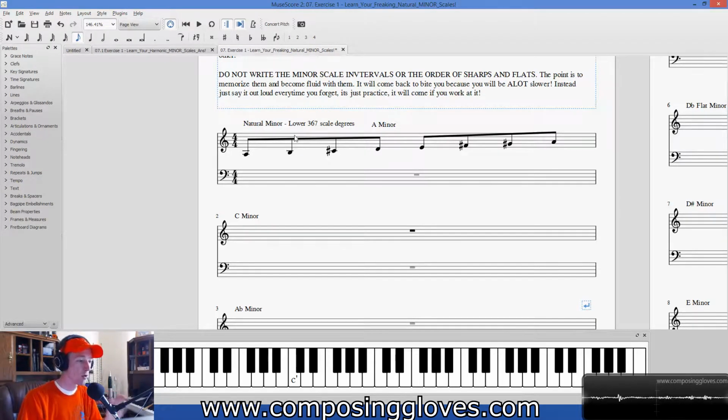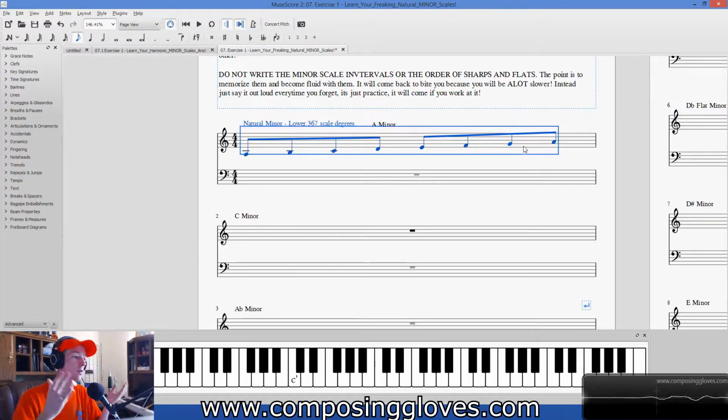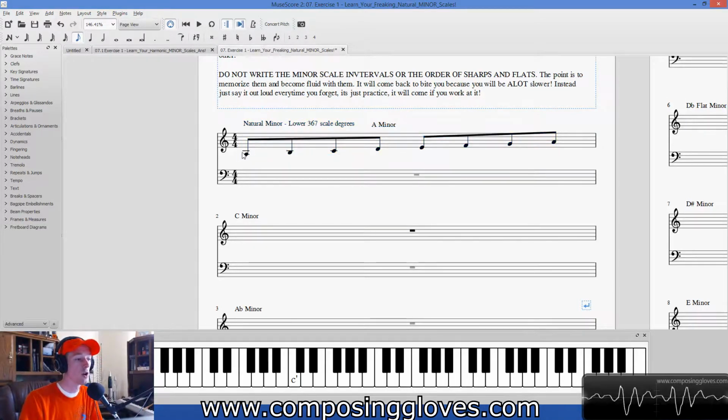So, okay, now we have that. Now to make it a minor scale, we go to our 3rd, 6th, and 7th scale degrees and lower them a half step. And bam. We just lowered the 3, 6, 7, and we say, hey, we already had an A minor scale, but now you know for sure. So here we have the A natural minor scale.